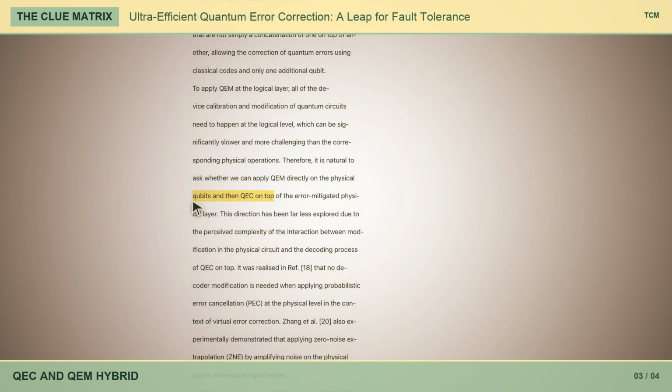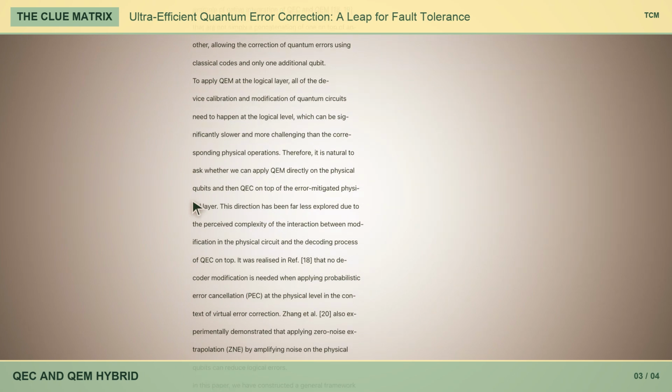Past attempts often applied QEM at the logical level, which sounds computationally heavier. This research asks if we can apply QEM directly on the physical qubits and then QEC on top of the error-mitigated physical layer. What's the impact of this physical layer approach for builders? The critical insight is that it simplifies the QEC decoder. By leveraging the linearity of QEC, they demonstrate that standard linear QEM methods like zero-noise extrapolation can be integrated at the physical layer without requiring modifications to the QEC decoder itself. This means less engineering complexity.